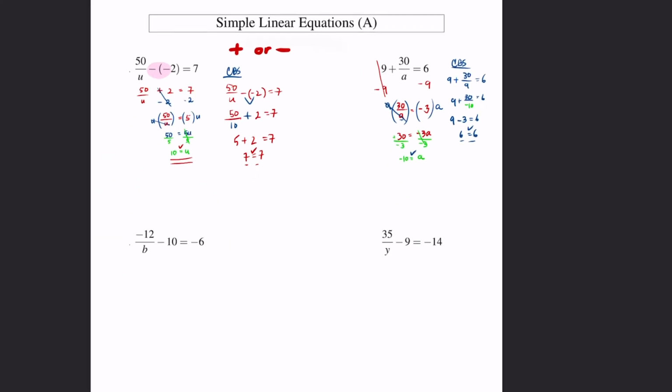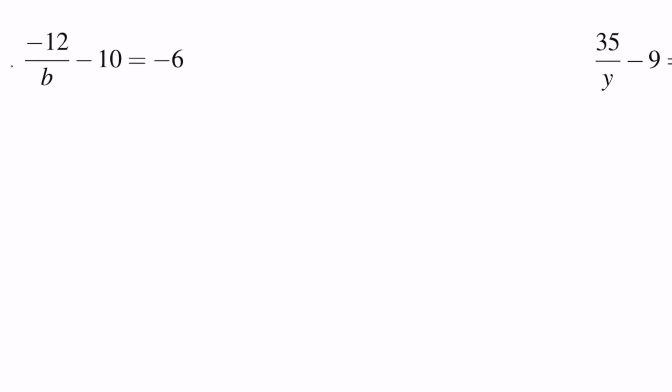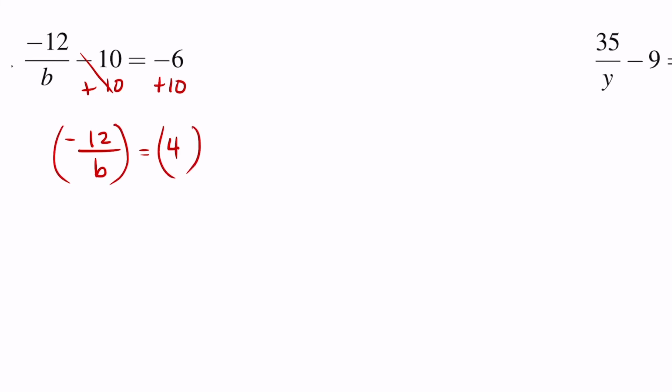Okay, so let's do another one. So as you can see here, we need to transfer the 10 to the other side, so the reciprocal. So you're left with negative 12 over b equals minus 6 plus 10 is positive 4. Multiply both sides by the denominator, cancel, equals 4b, and then divide by the coefficient. So now you're left with b is equal to negative 3 because negative divided by positive is negative.